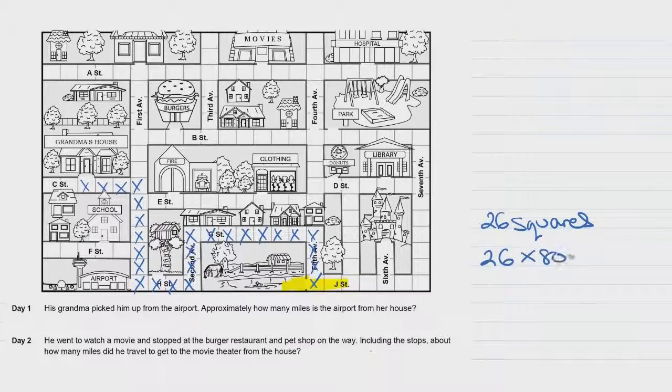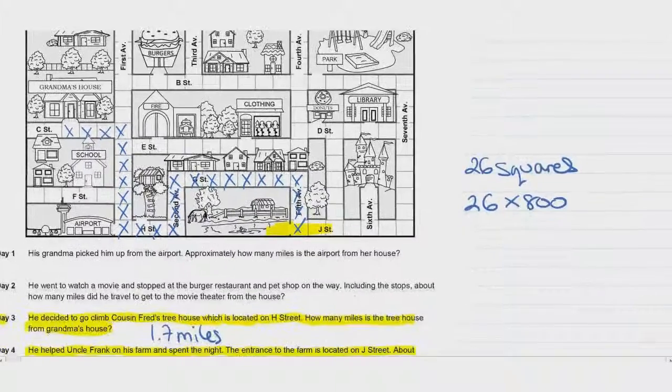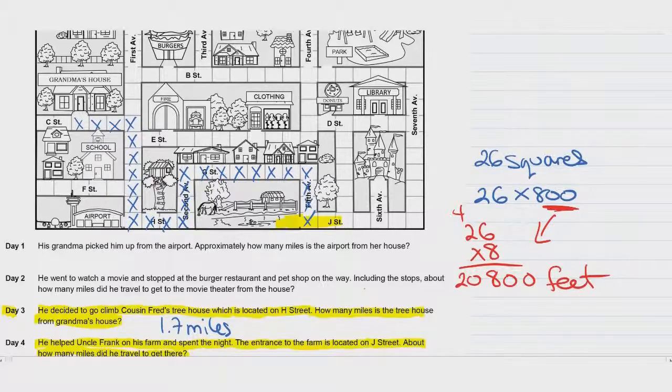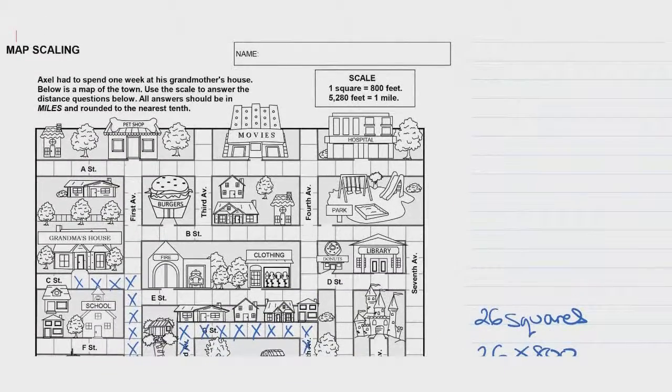I do 26 times 800. And again, I don't have to worry about these two zeros, so I just do 8 times 26. 8 times 6 is 48. You carry the 4. 8 times 2 is 16, plus 4 is 20. Then I add back in these two zeros, and I get 20,800 feet. We have to come up here and calculate that into miles.